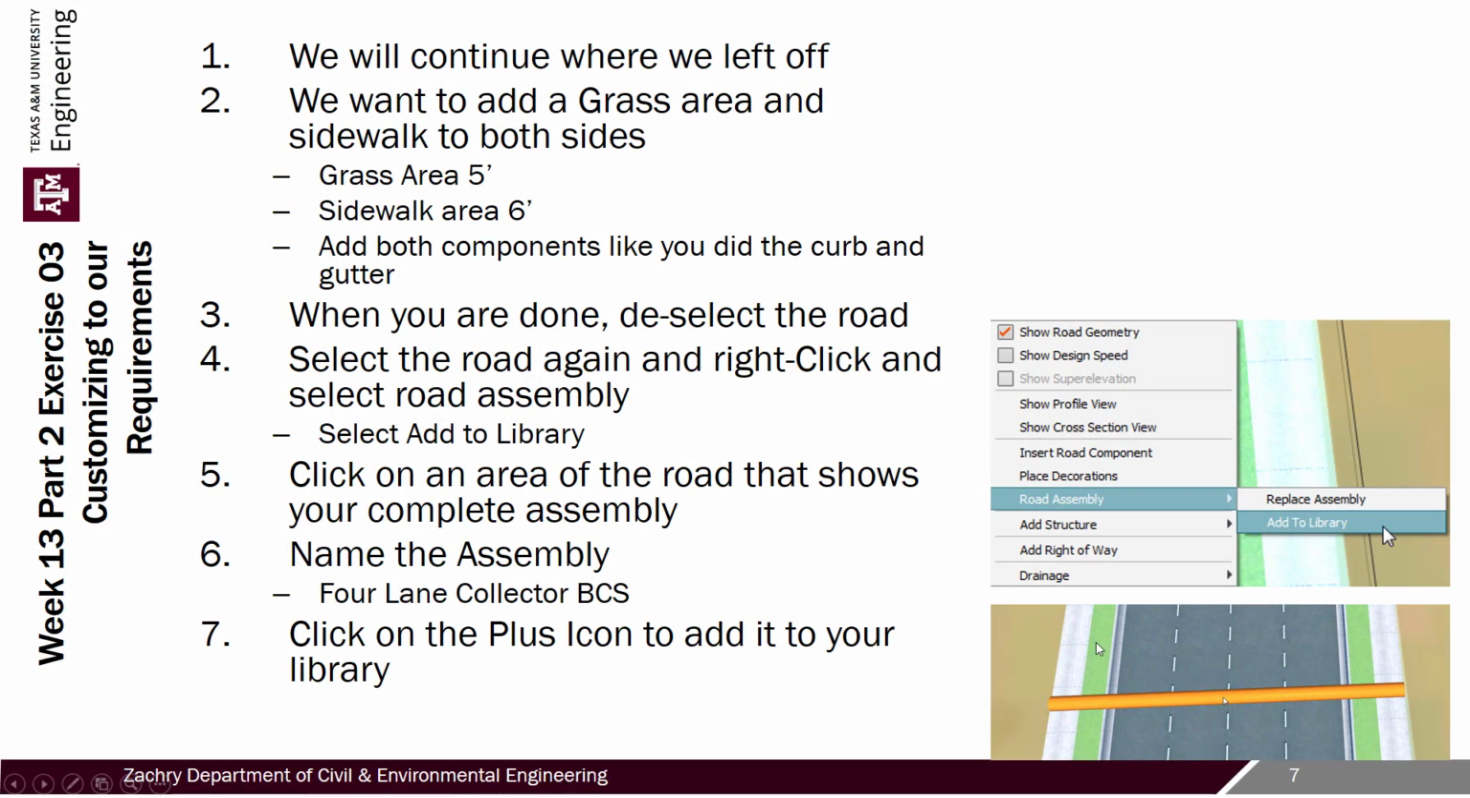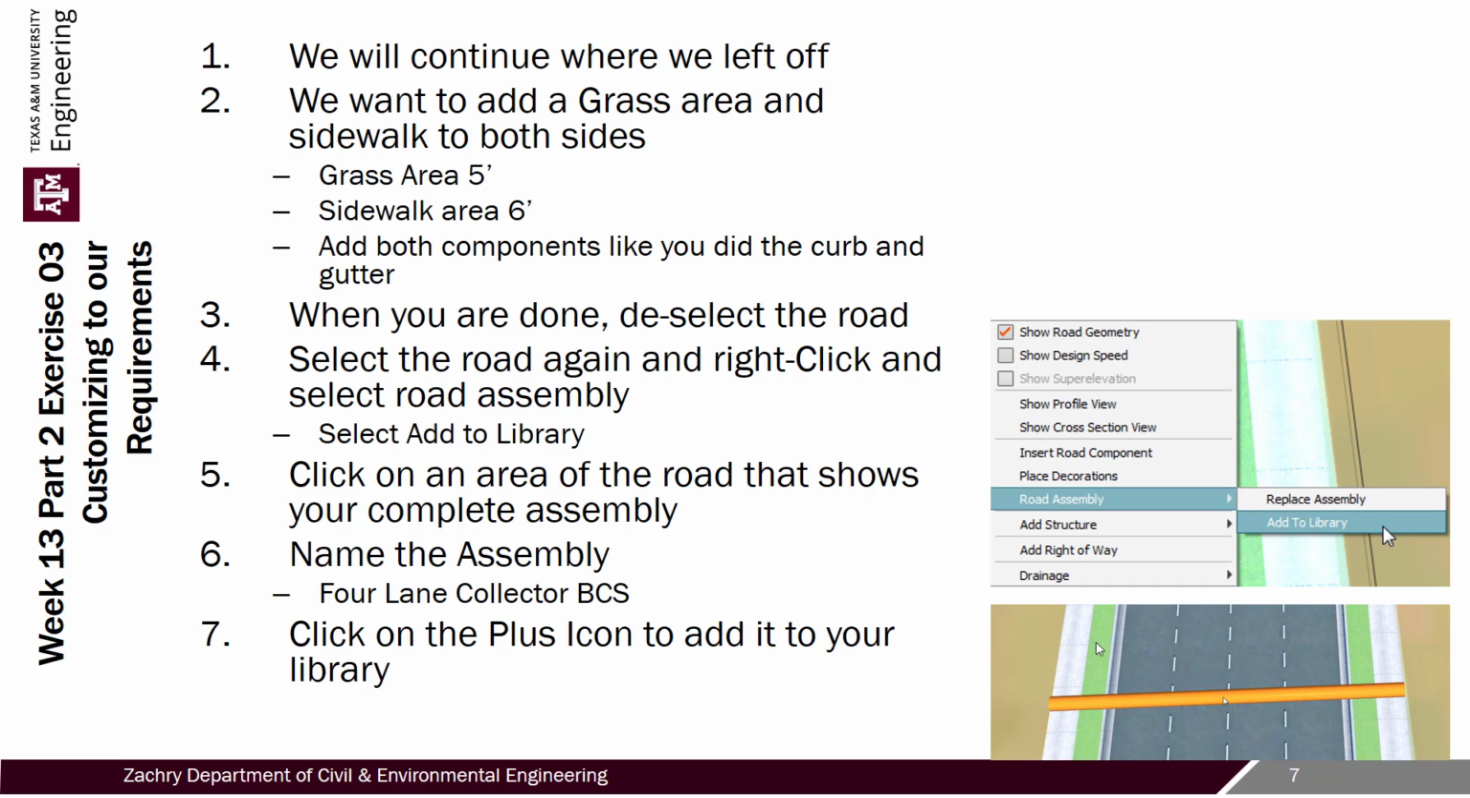So we're going to go ahead and add a grass area and a sidewalk to this. We're also going to customize a little bit of how the sidewalk looks in our design. That's going to be our next plan. Once we've finished out this road as a collector, we're going to go ahead and save this assembly so we can use it later.